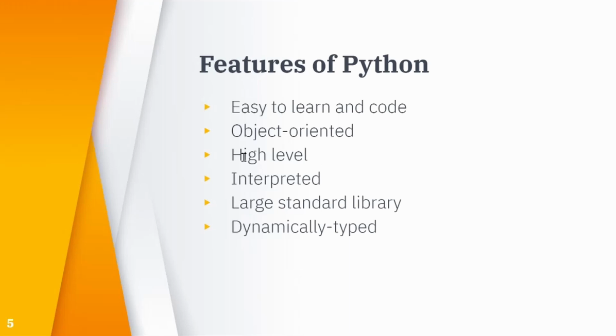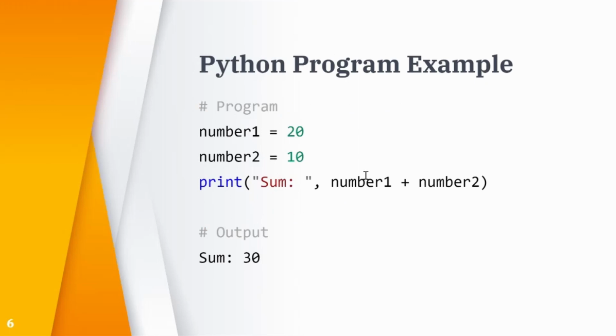It's high level, so low level languages are very similar to the CPU instructions and machine code. Higher level is several steps above that, meaning that it has usually easier syntax, more straightforward, but that does come at the cost of memory and speed. But for our purposes, Python is a great language to use, and it's a great language for beginners to learn.